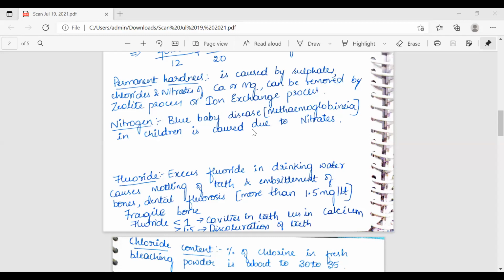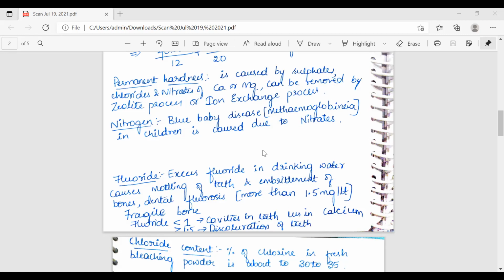When I talk about the nitrogen content, it is a minor constituent of water. Presence of nitrogen in water indicates its pollution due to organic matter. There are four types of nitrogen: free nitrogen, organic ammonia, nitrite and nitrate. Free nitrogen indicates recent pollution due to organic matter. Organic ammonia signifies presence of complex organic matter in water. Presence of nitrite in water is highly dangerous as it indicates partial decomposition of organic matter. Presence of nitrate is not harmful in itself, but due to it, blue baby disease is caused.